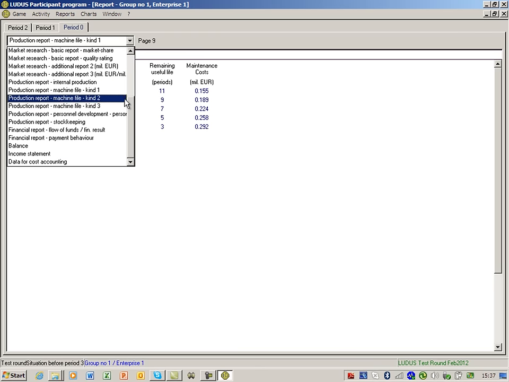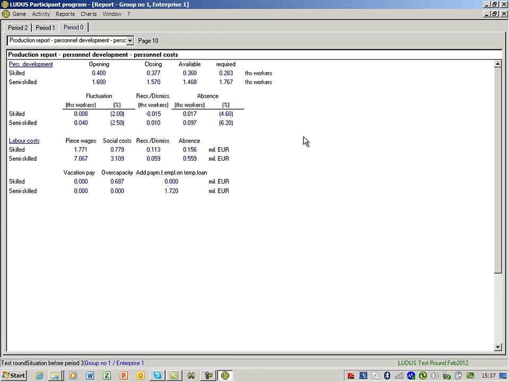A very important sheet is related to the personal development, because you can see here the number of available workers in the beginning of the period. You see the number of workers which are employed at the end of the period, and the available workers means these are the workers which can really work, because, like you saw in the introduction, there can be differences, because not all workers who are employed can be used in the production. These are the available workers, because some of them left already, or the others are ill.